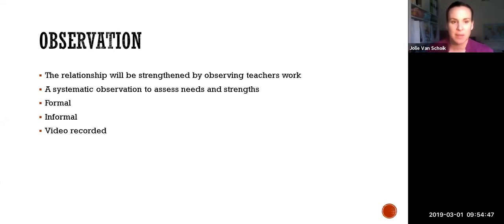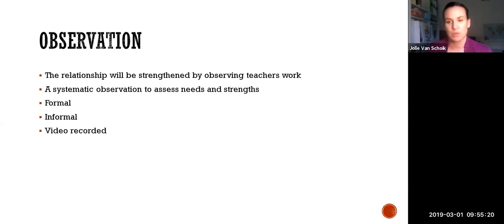So as far as observation, I think that they're strengthened by observing teachers working. I don't really think that you can mentor, coach, or have a supervisory relationship without seeing how they are in the classroom with children and with parents. It can be informal. It can be just your daily walkthrough, chatting with the kids, sitting down, having breakfast with the toddlers, out on the playground, something like that. And you just get a chance informally to see how they work with other people, how they work with children and with families as well.